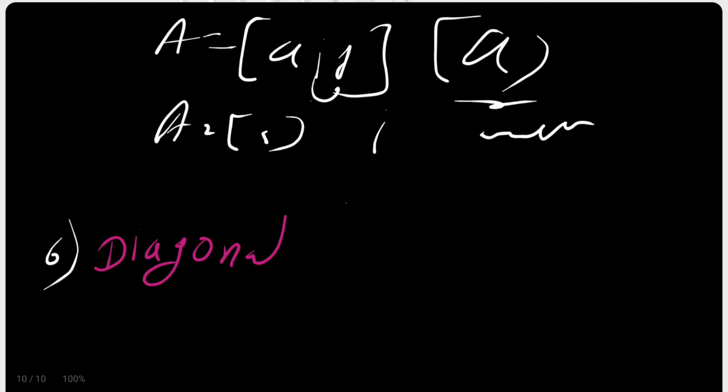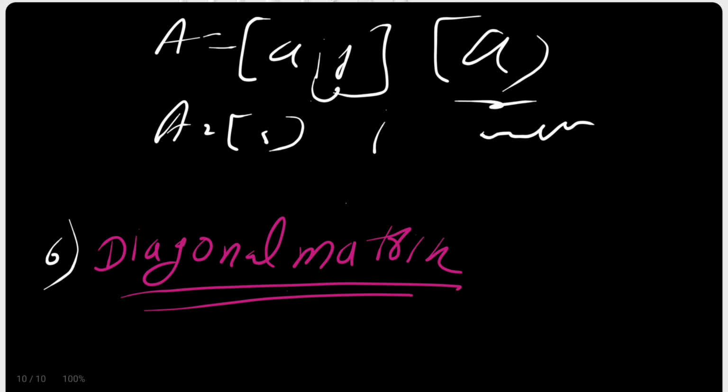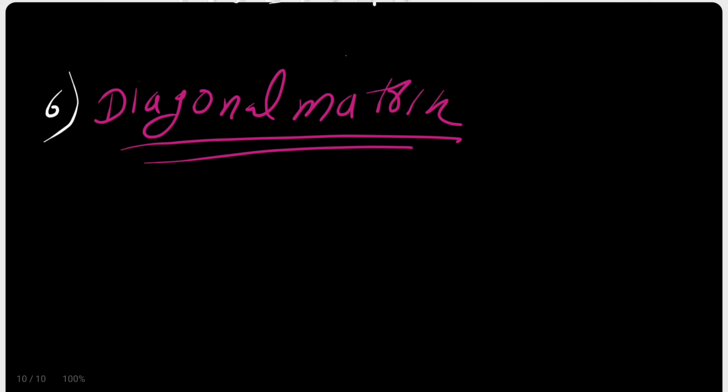Okay, diagonal matrix, nothing. This is one of the easy ones. It is a very easy one. Diagonal matrix means what? The principal elements. We already understand the principal diagonals.